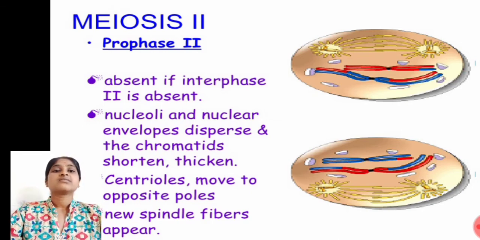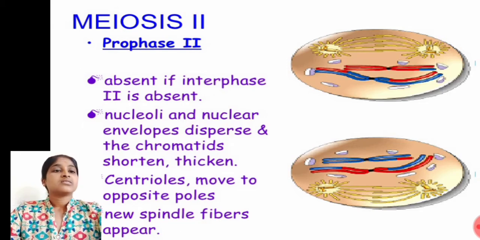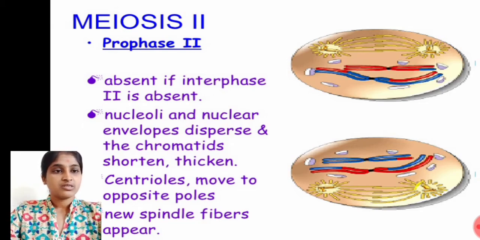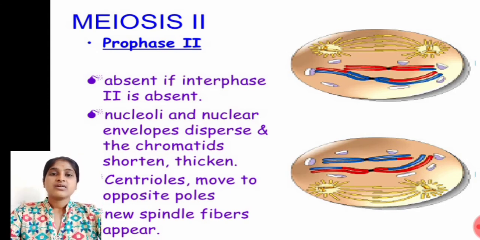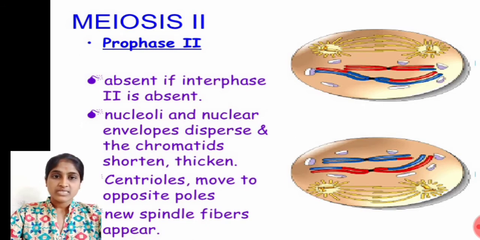Next, the centrioles also divide and move to opposite sides. See here in this picture, these are the centrioles, and they move to opposite sides, and some ray-like structures we see here, those rays we call the aster rays. Here the spindle fibers will start.